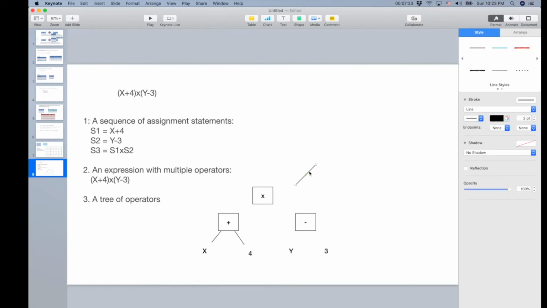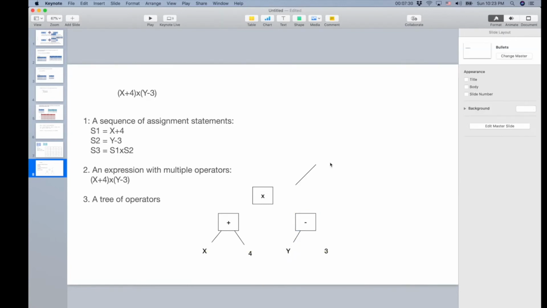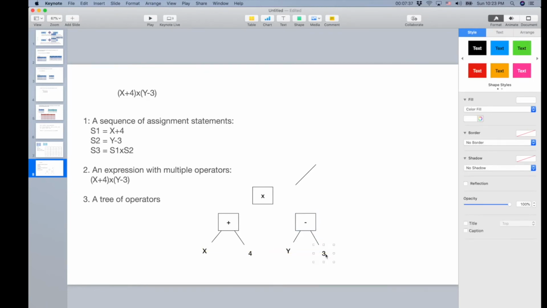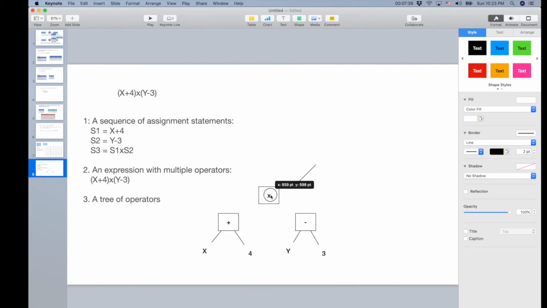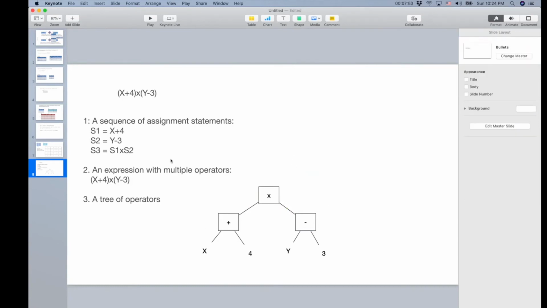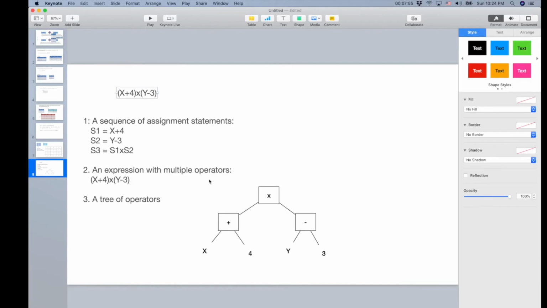It will be similar for the right hand side. We have y minus 3, right? And we can represent it by connecting y and 3 with this minus operator. And further, we have this plus and minus connected to the times, right? We can connect them together as shown here. So this is another way to express the same expression by using the tree structure.